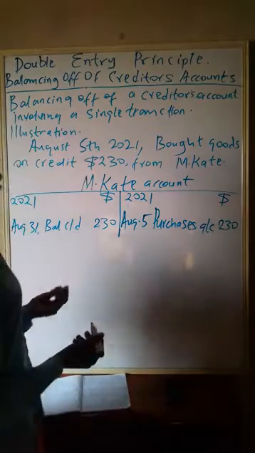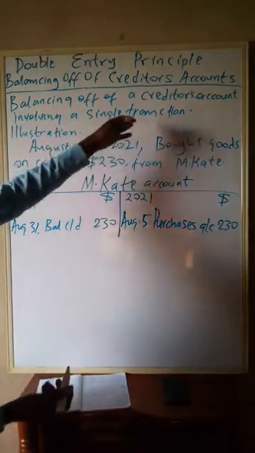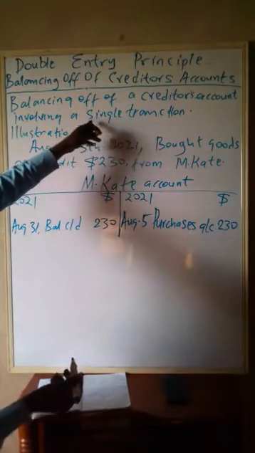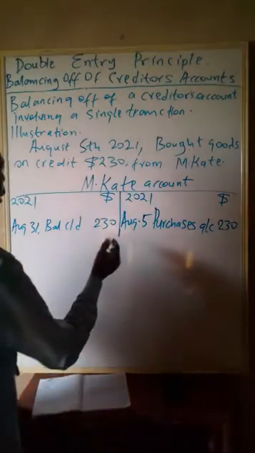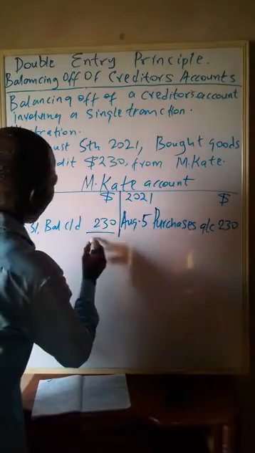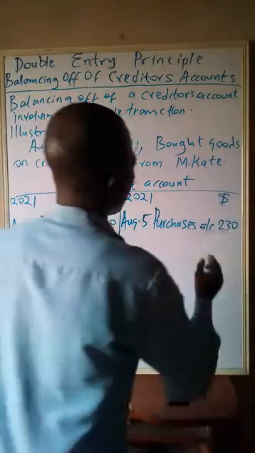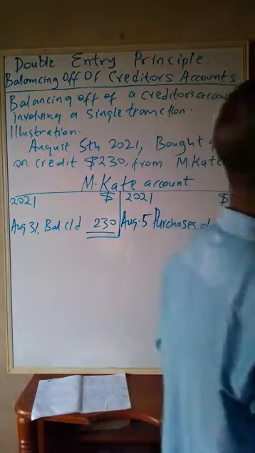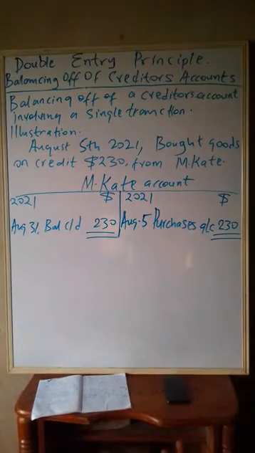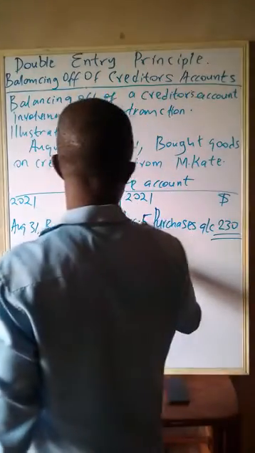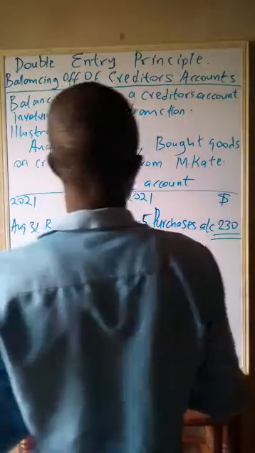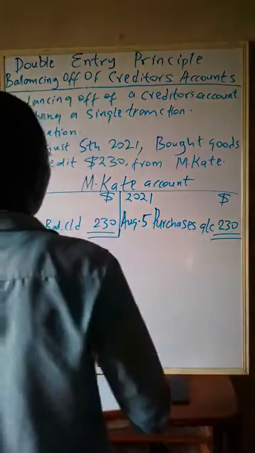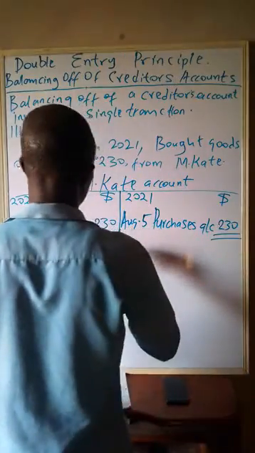230. This is a transaction involving a single transaction. And what do you do about that? Just a double line underneath the total figure. We are balancing what? The account. Because we have not made the payment. So we balance the account. And what do we do? This is the balance CD. We carry it to the next period.